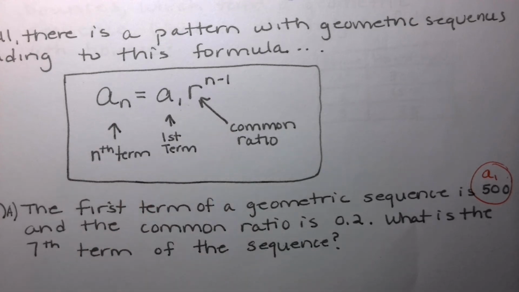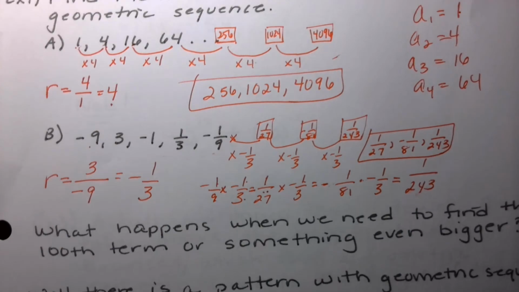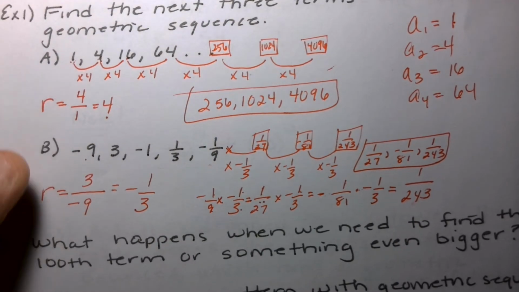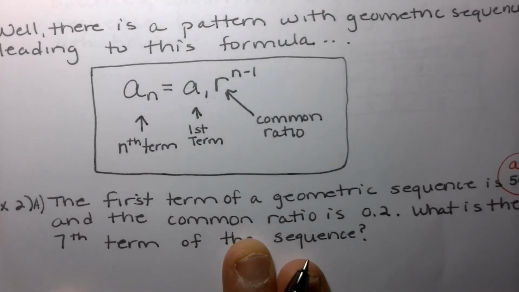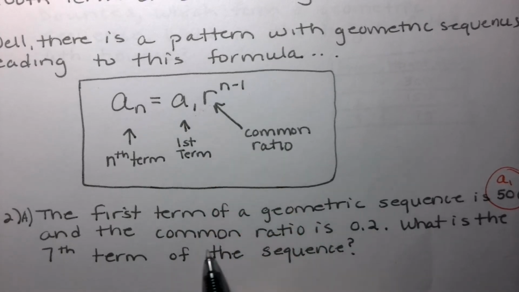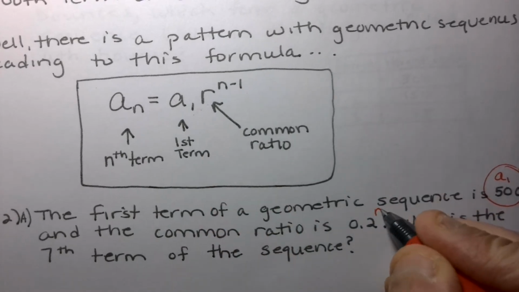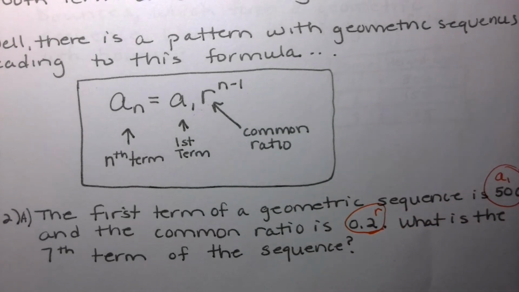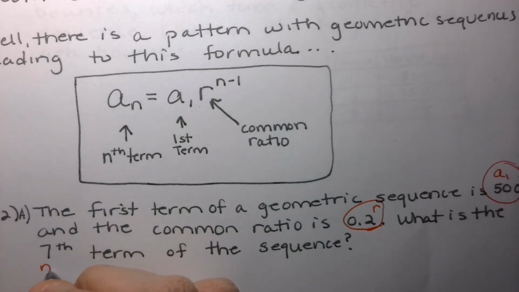And it says the common ratio. Well, the common ratio were these things we were finding up here, but it's also in the formula right here, and they said that that's 0.2. So I've got my r. So I'm going to put a little r by that, so I can kind of keep track as we go. And it says, what is the 7th term? Okay, well, that is your n.